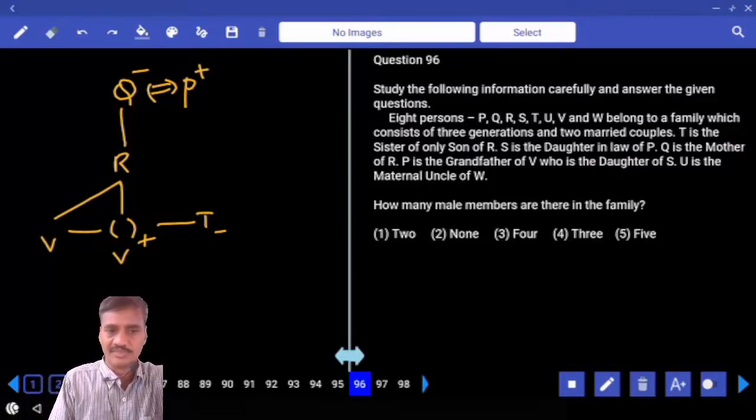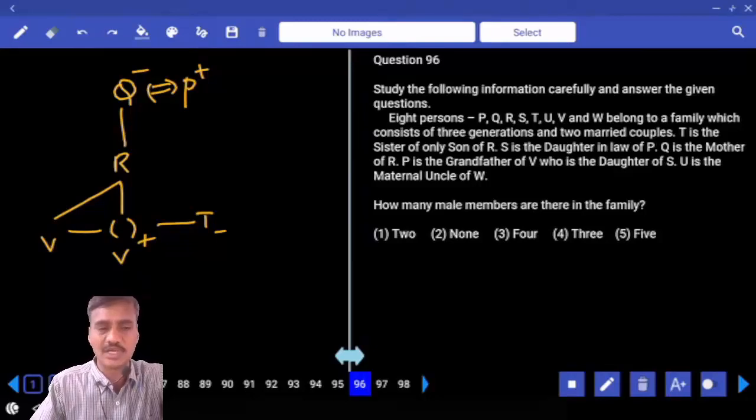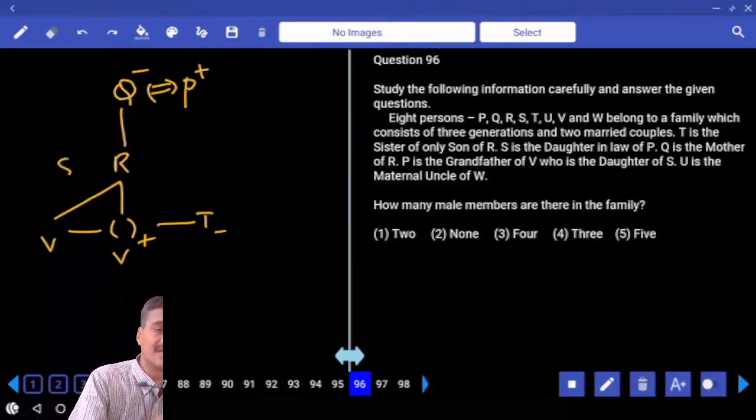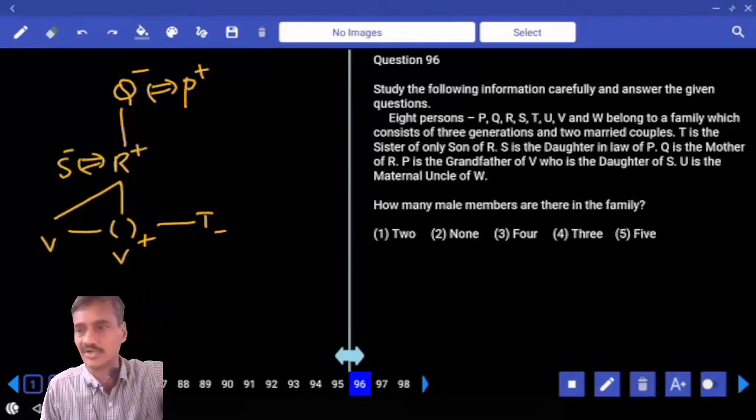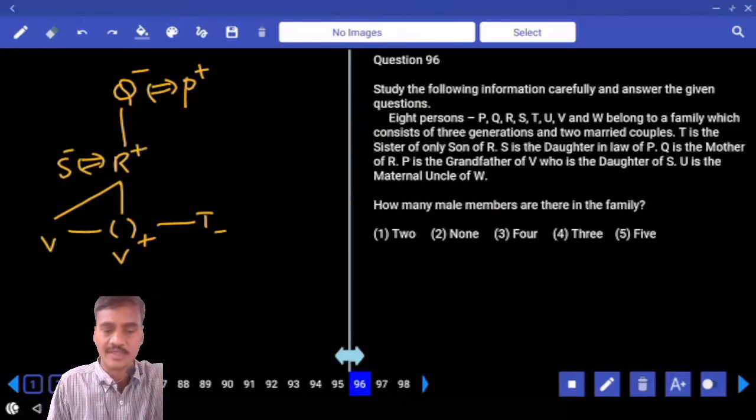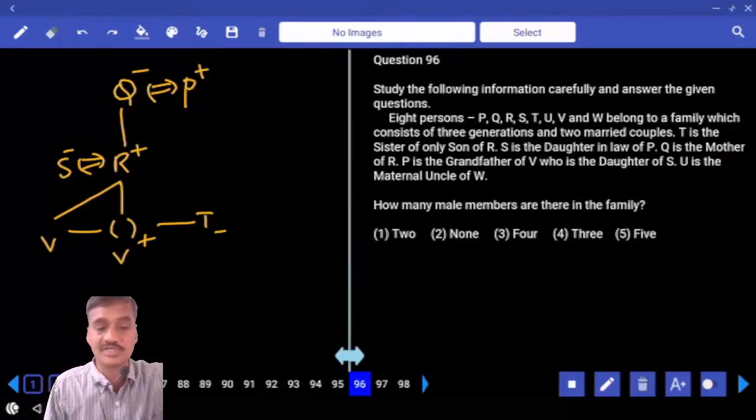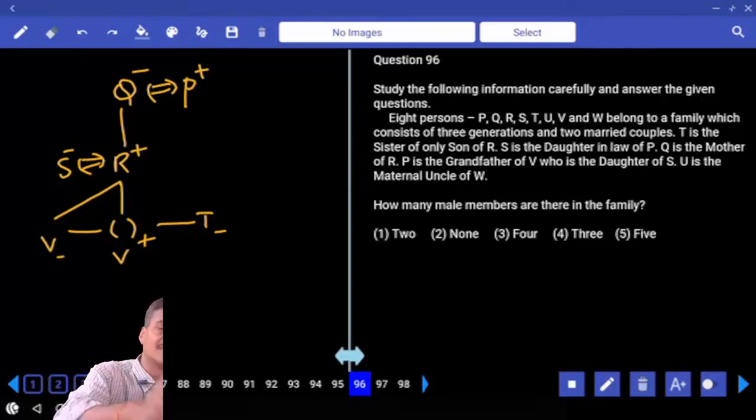S is the daughter-in-law of P. R is a male. Q is the mother of R. P is the grandfather of V, V who is the daughter of S. As V is the daughter of S, V cannot be at this place.